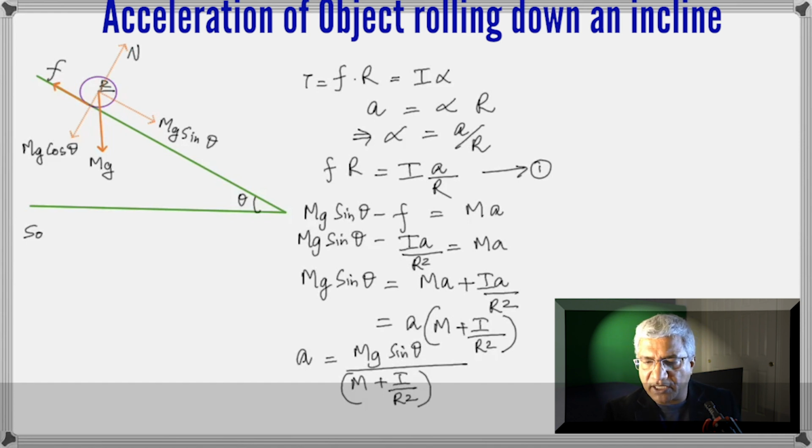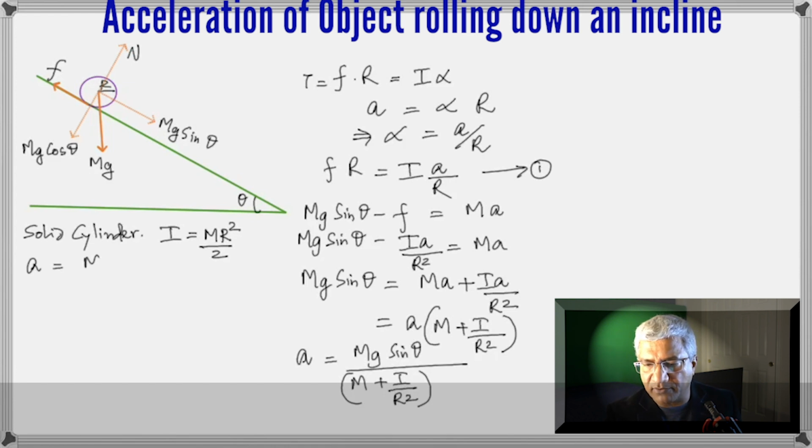So here you see that I is the rotational inertia. So if we consider that it's a disk rolling down the plane, then we know the formula for rotational inertia of a disk is mr squared by 2. All right, a disk or a solid cylinder would be the same, because a solid cylinder is just a thick disk. So I is mr squared by 2.